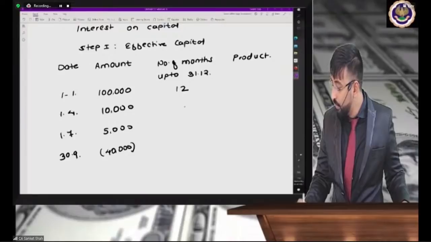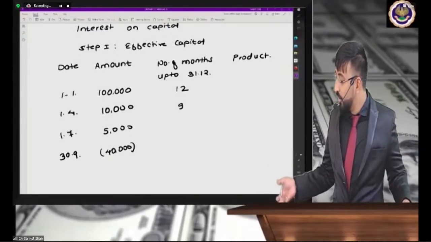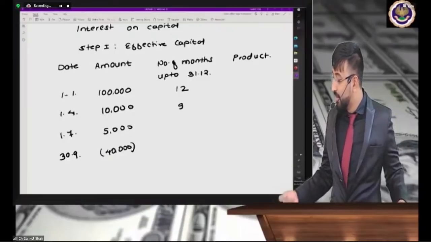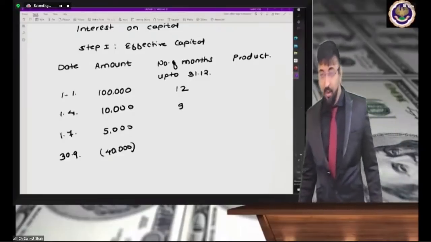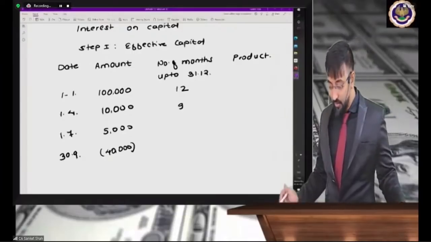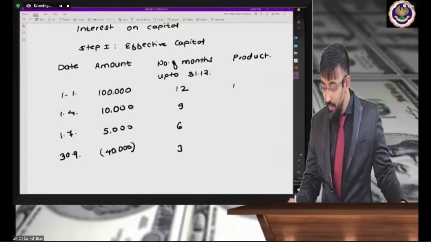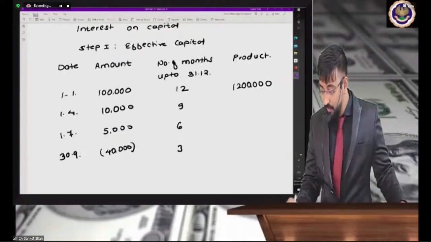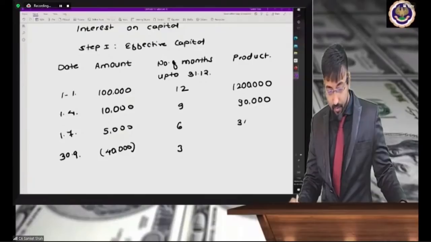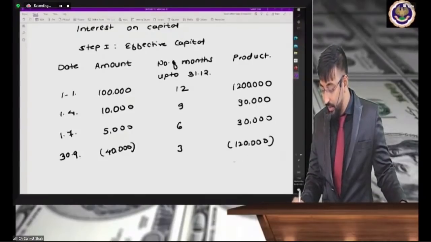April to December: 3 months of March have gone, so 9 remain. 1st July, 6 months, and 30th September, 3 months: October, November, December. Tell me the multiplication. 12 lakhs. This is 90,000. This is 30,000. And withdrew is in bracket. So 1,20,000.